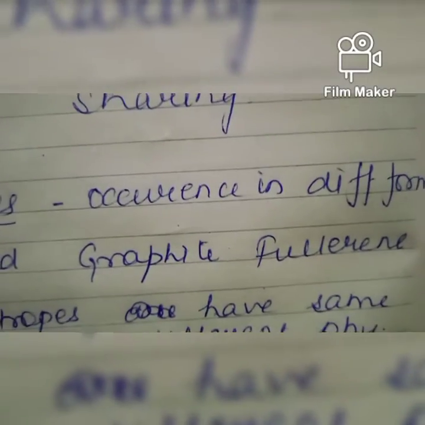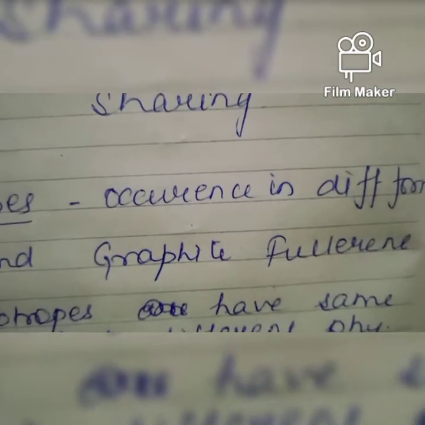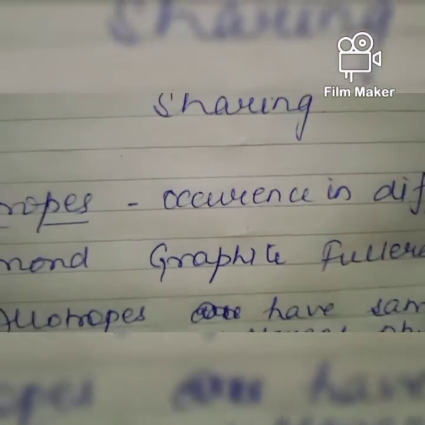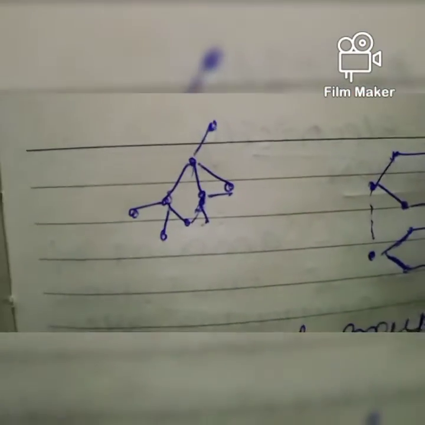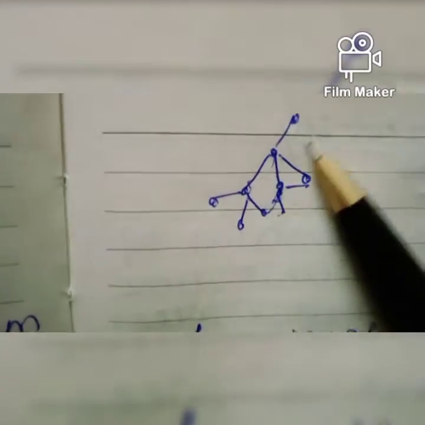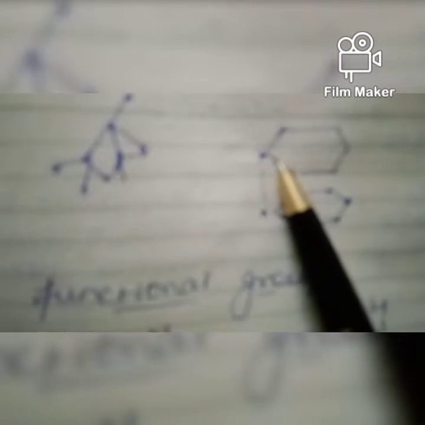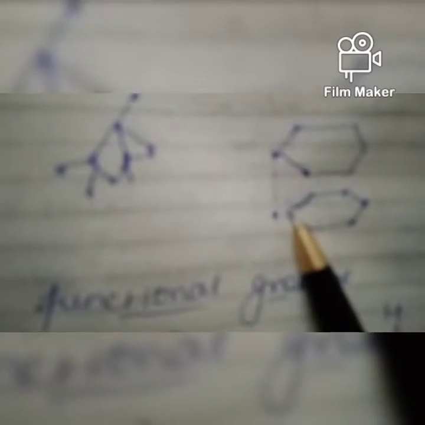Fullerene is a ball-like structure consisting of 60 carbons bound together, right? Graphite and diamond have a kind of structure like this, where in diamond one carbon is tightly packed with 4 others, and in graphite one carbon is tightly packed with 3 other carbons. One is free.